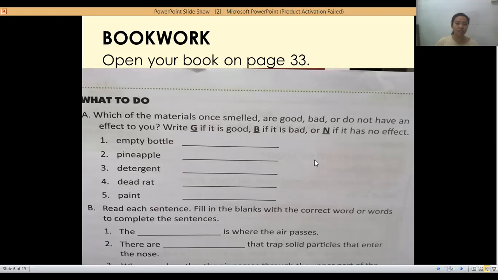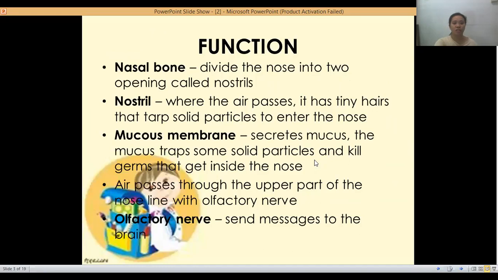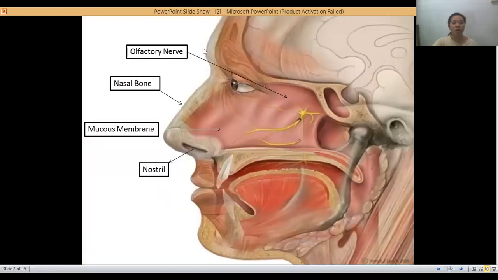Now, please close your book. So we're done with our nose. Okay, the parts of the nose: olfactory nerve sending the message, nasal bone, it divides into two openings called nostrils, and the nostril is where the air passes through, and then there's some hair that traps the solid particles, and the mucous membrane that kills the germs that get inside your nose. And the olfactory nerve is the one sending the message to your brain.